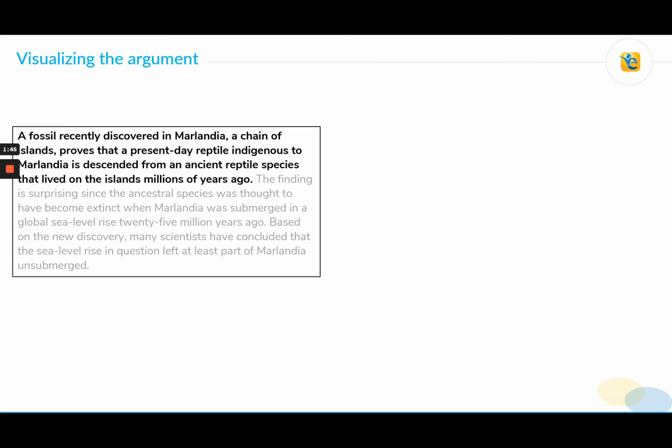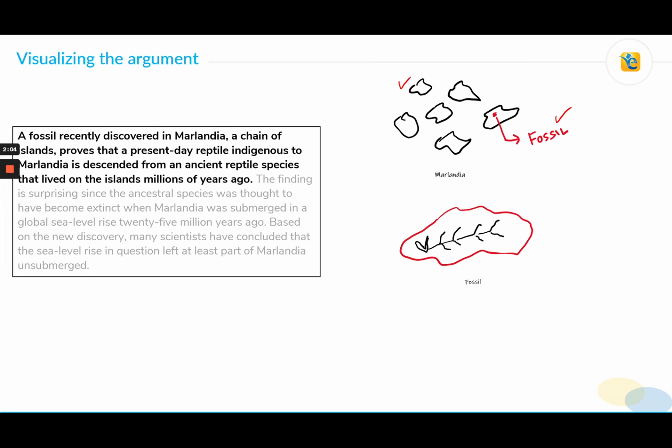Okay, so let's start by visualizing this particular argument. What do we know? There is a chain of islands called Marlandia, and recently a fossil has been discovered in this chain of islands. All right, so take a step back. Remember what a fossil is. A fossil is a piece of stone or a rock that contains the remains of some ancestral, age-old species. So it's usually bones, but you could also have other kinds of remains.